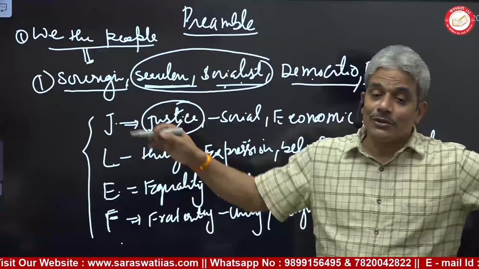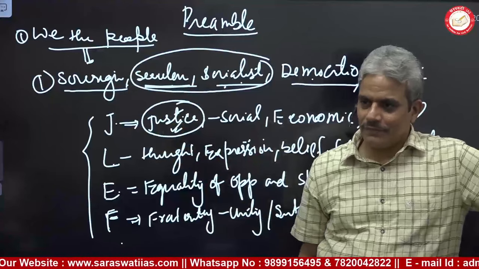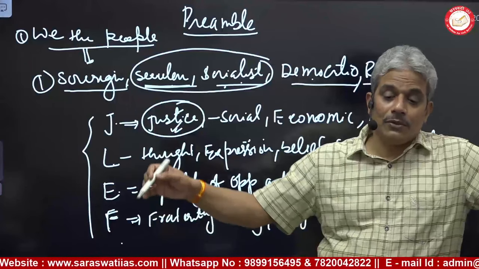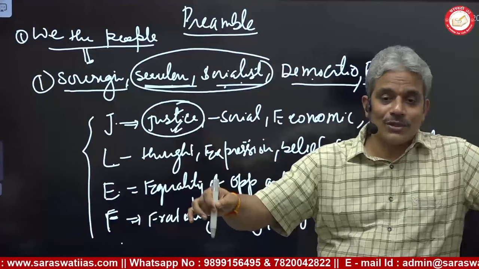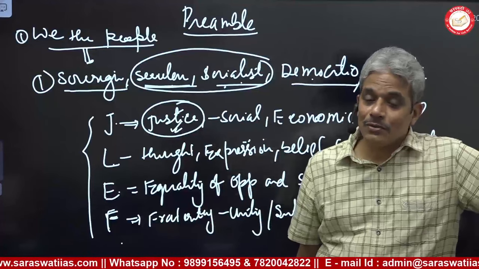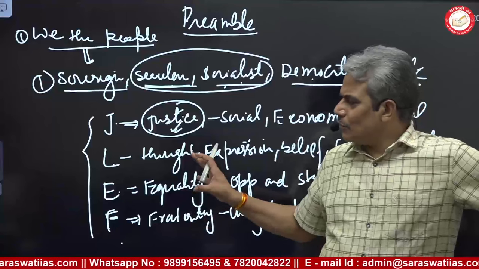Because there was a contract in the Soviet Union as well. Even the people of the Soviet Union sat in an assembly. They also framed their constitution. But what happened in the Soviet Union, in China? There was too much focus on equality.